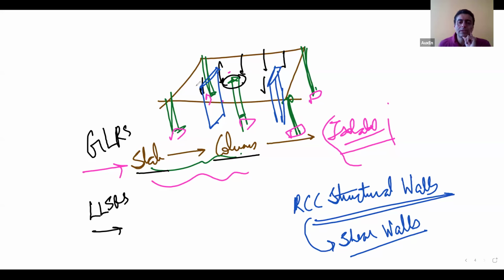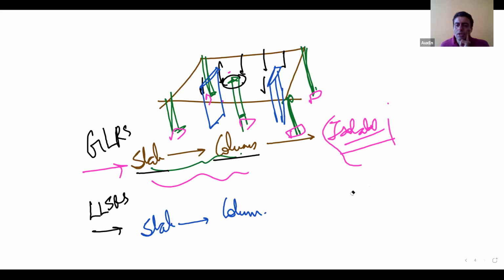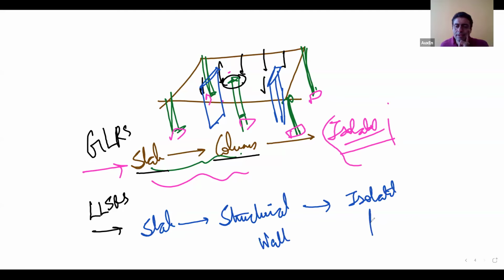Anyway, in these systems where I am doing a flat slab, especially in high seismic zones, the direct lateral load transfer between slab and column is a problem because it's a potential weak zone. So what do we introduce in such cases? We introduce RCC structural walls or shear walls, and now the load transfer will be like this. Is this clear? Hello? Is it making sense, please?